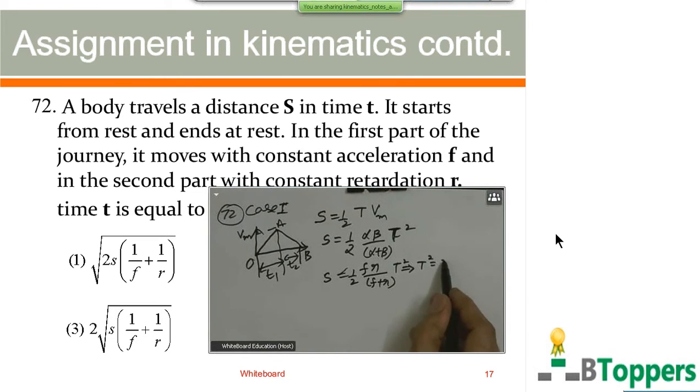So t square will be 2s into (f plus r) by f into r. Divide each term separately by f into r and take the square root on both sides. You get the first option as the answer: t equal to the root of 2s into (1 by r plus 1 by f).